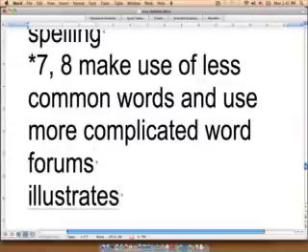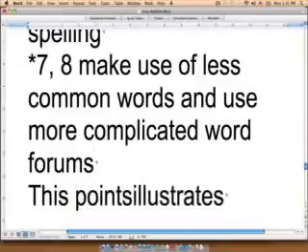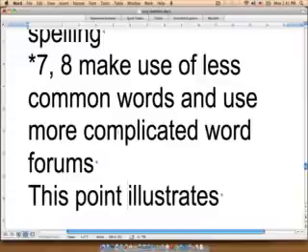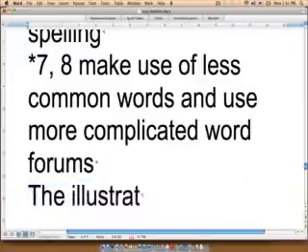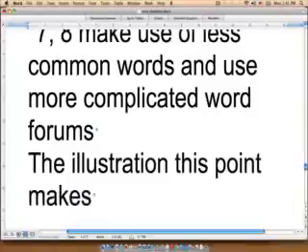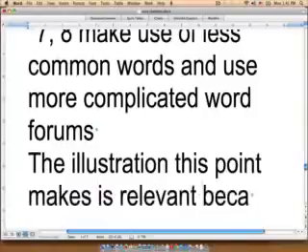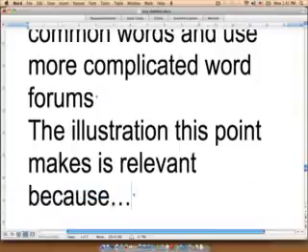Okay, so let's just say that. So this point illustrates, and then whatever. Now, in some circumstances, it might sound nicer for us to change the wording a little bit. So we might say something like, the illustration this point makes is relevant because, and then we go on like that.